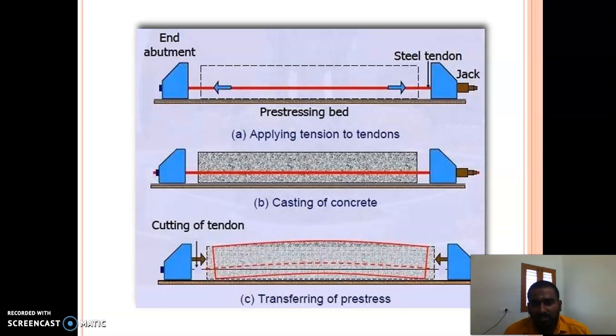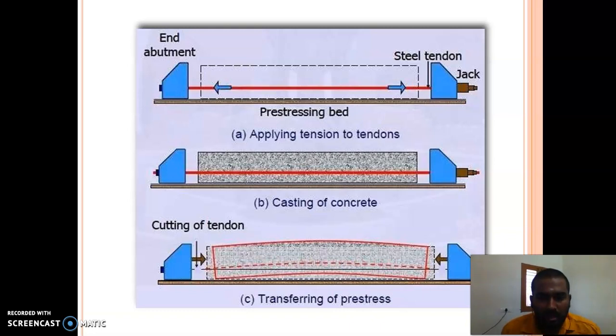Once the tendons are stretched, you will have a force in the tendons. Then in the second figure, casting of concrete, you will place a mold, pour the concrete, and as usual, cure the concrete. Once the concrete attains a particular hardened state, the tendons are cut from the end abutment.